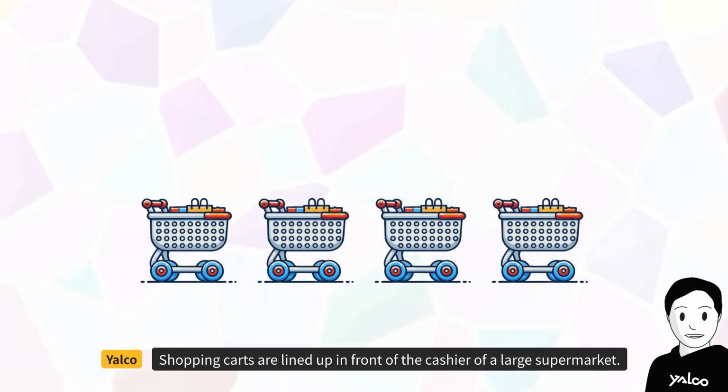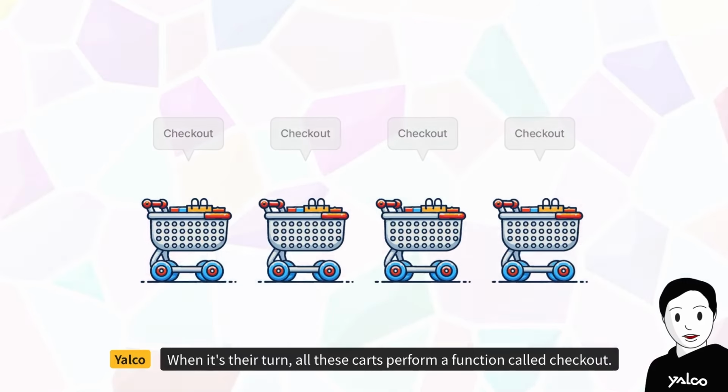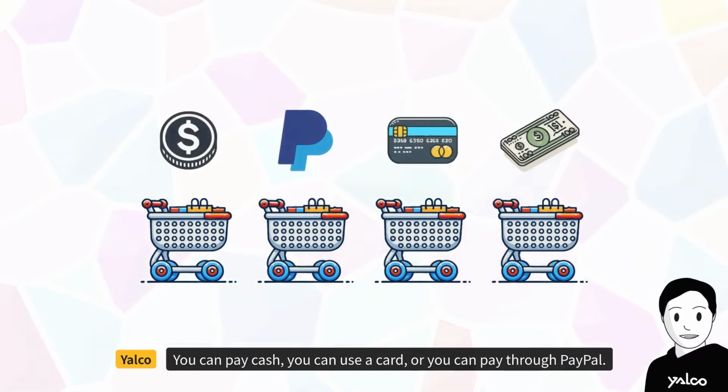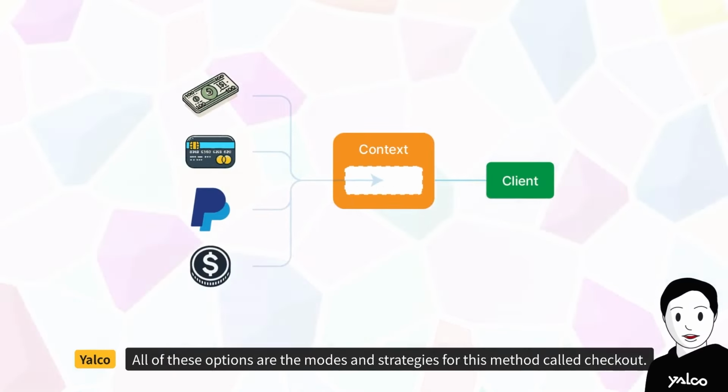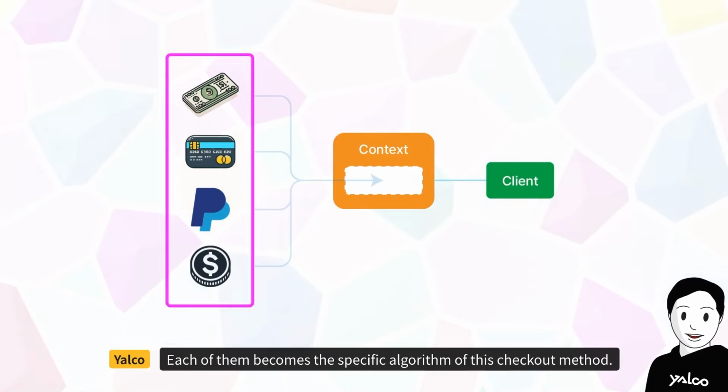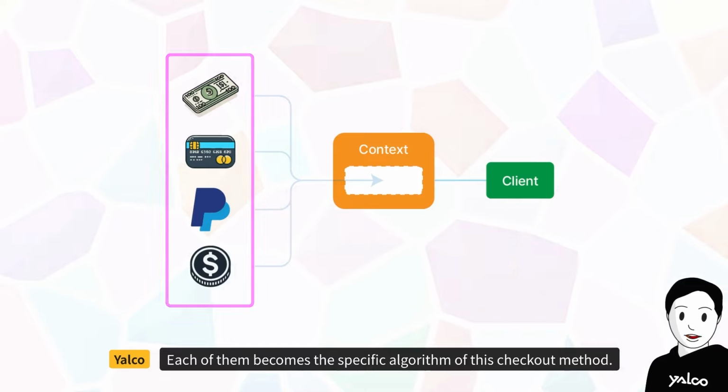Shopping carts are lined up in front of the cashier of a large supermarket. When it's their turn, all these carts perform a function called checkout. But there can be several ways to perform this function. You can pay cash, you can use a card, or you can pay through PayPal. All of these options are the modes and strategies for this method called checkout. Each of them becomes the specific algorithm of this checkout method.